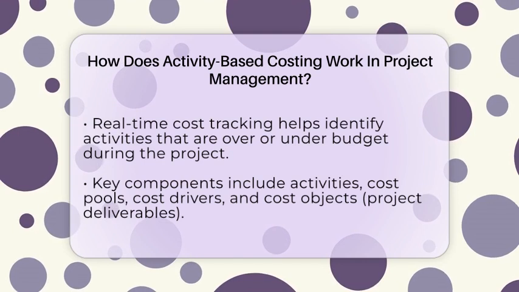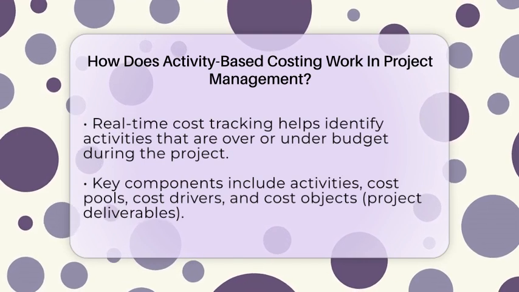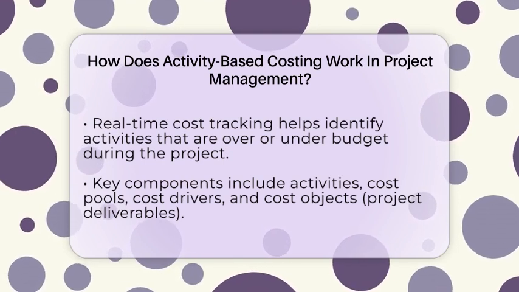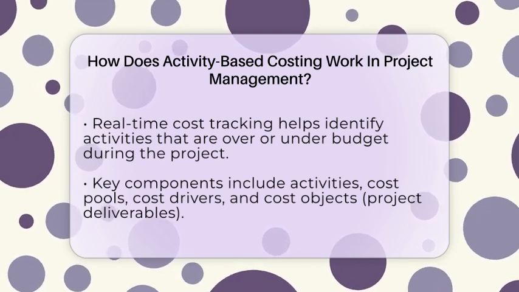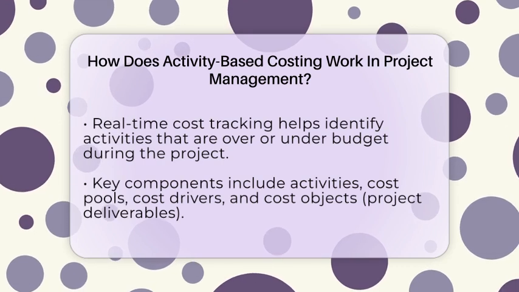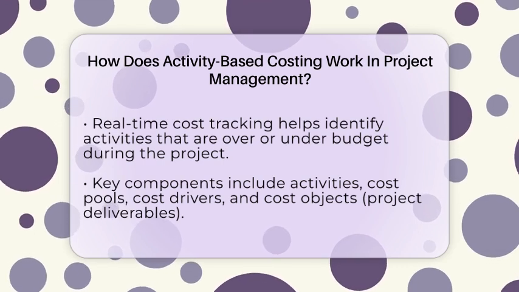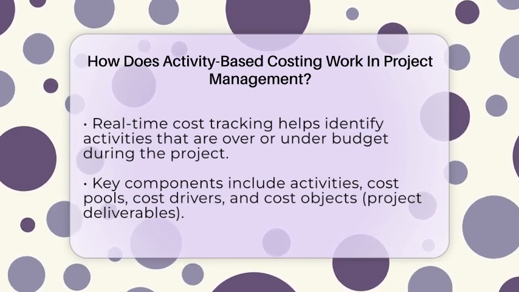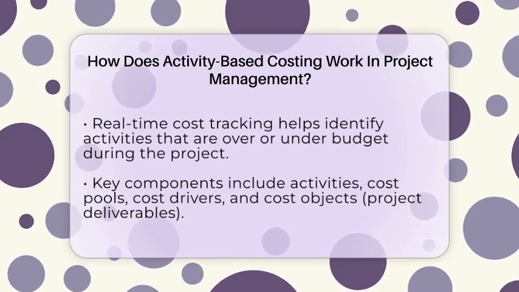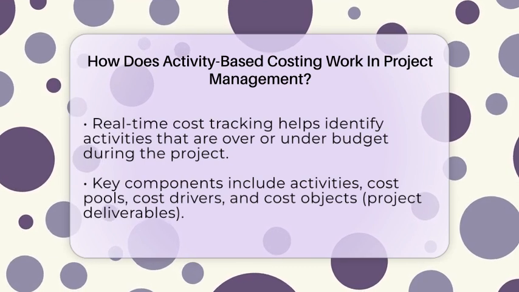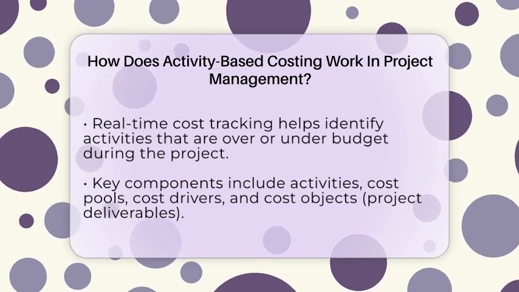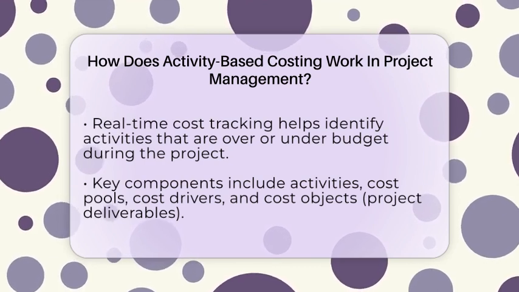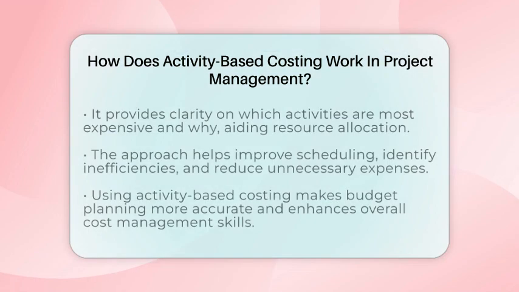The main parts of activity-based costing include activities, which are the tasks that use resources, cost pools, which are groups of similar activities, cost drivers, which are factors that influence costs, and cost objects, which are the project deliverables or work packages. Using activity-based costing gives you a clear picture of which activities are the most expensive and why.